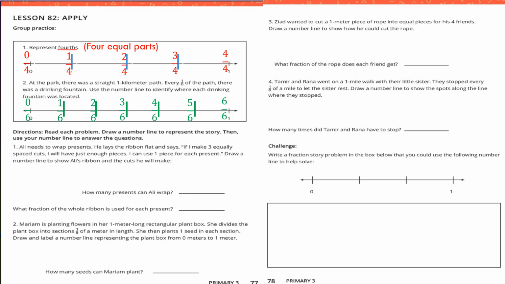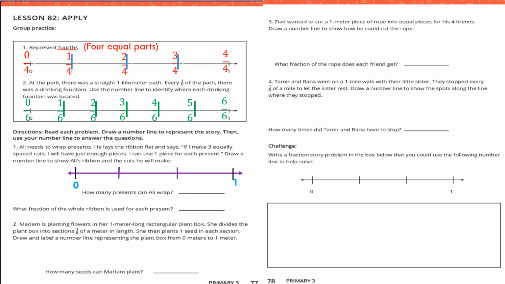Here he said I make 3 equally spaced cuts. 3 equally, it means 3 equal parts. Okay, we want to draw a number line by making 3 equal parts. Like this. The starting point on the left side is 0 and the ending point on the right side is 1. Split this number line into 3 equal parts by making how many dashes? Yes, 2 dashes.